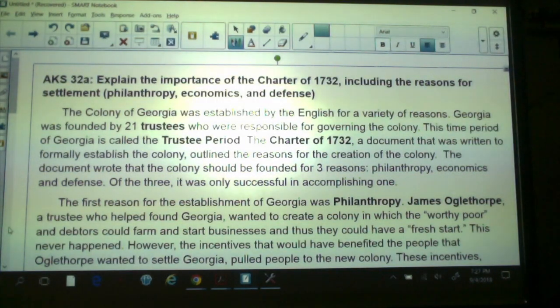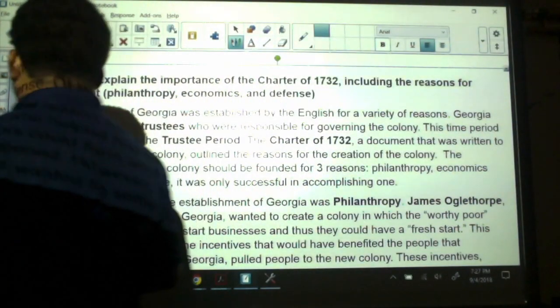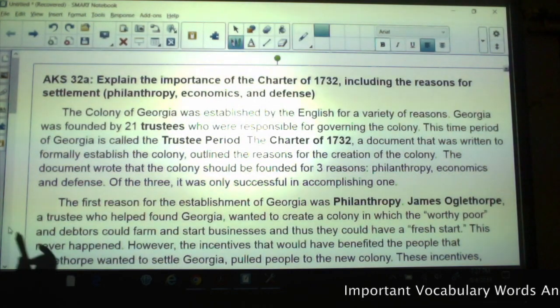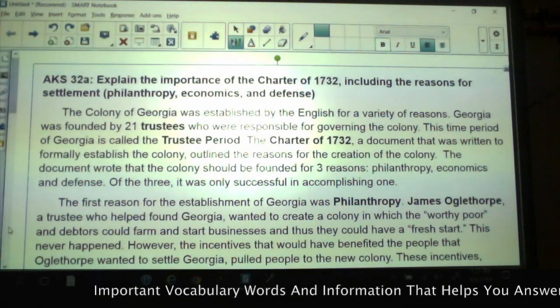Alright, so I'm gonna model the first paragraph for you all. Once again, remember, we're looking for two things and two things only: important vocabulary words, or anything that helps us answer the AKS.